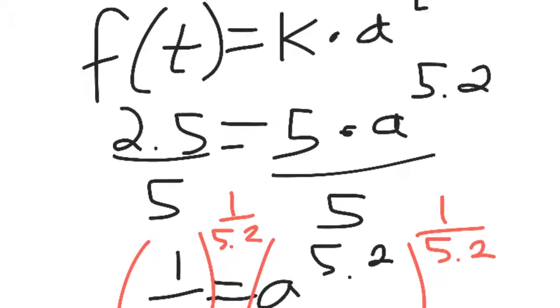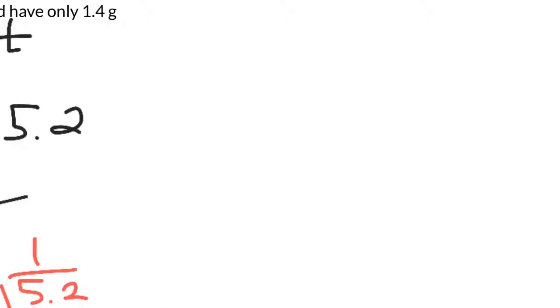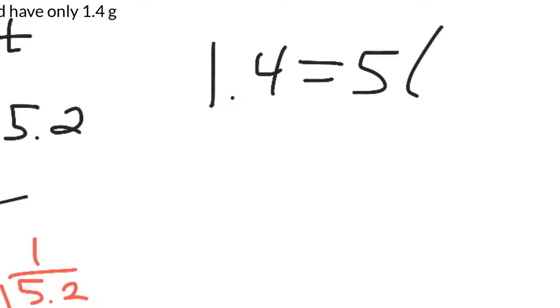So now that we have A, let's go back and see if we can answer their question. They're asking for how many years it would take for a 5-gram sample of the isotope to decay and have only 1.4 grams of it remain. So let's plug all that in. They want 1.4 left over, so I put that in for f of t. And our starting amount's 5 grams. The exponential rate we just found.